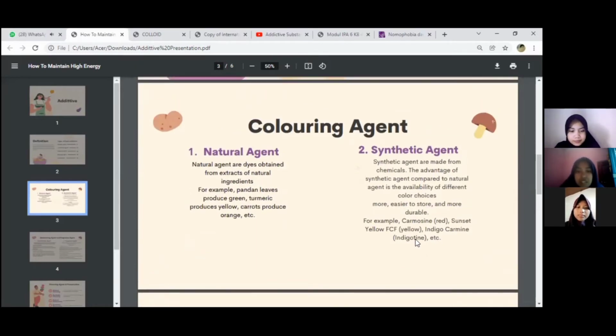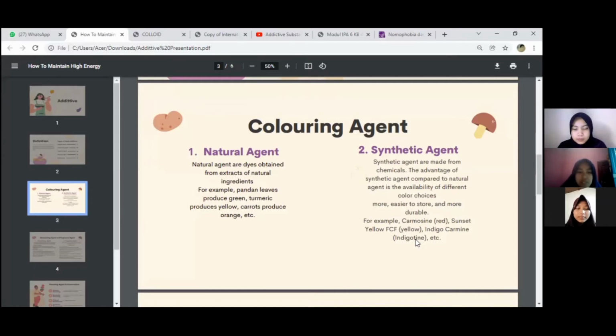Okay, the first is the coloring agent. We can simply say it is the agent that can cause a change of color in foods. There are two types of coloring agent. The first is natural agent and the second is synthetic agent. As the name says, natural agents are dyes obtained from extracts of natural ingredients. So this agent is not made or produced by humans, but is naturally there or formed from natural substances.